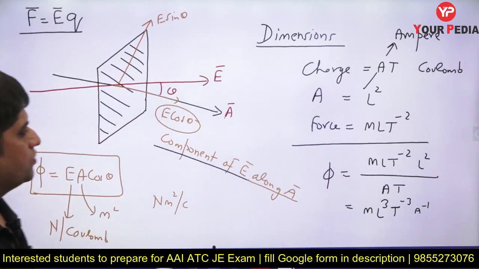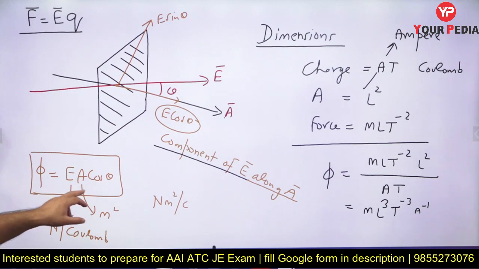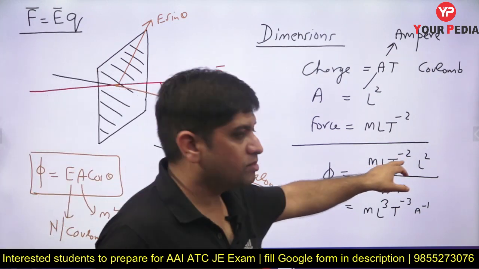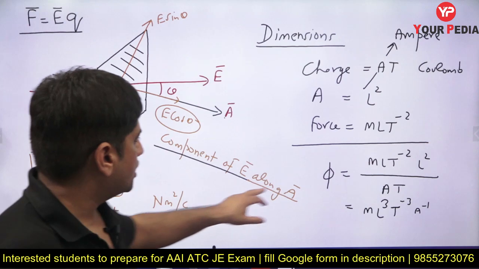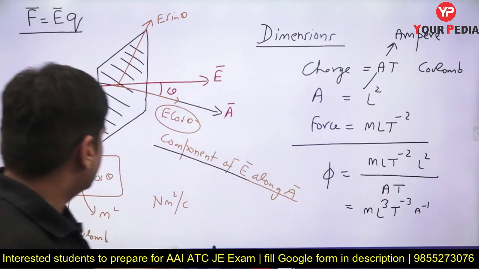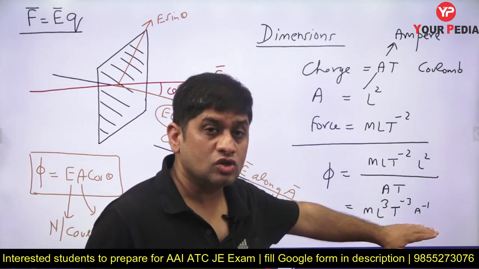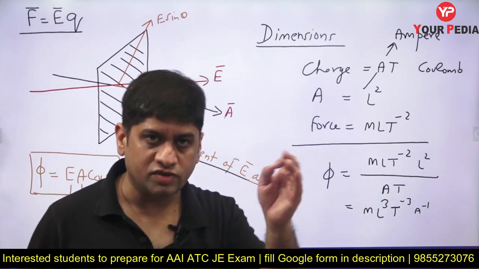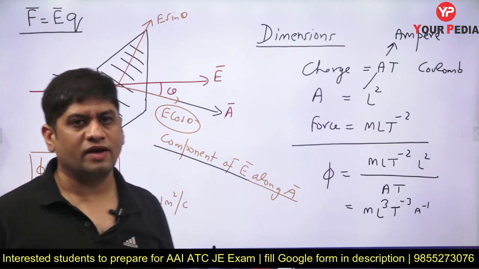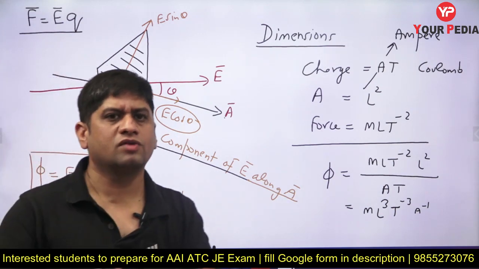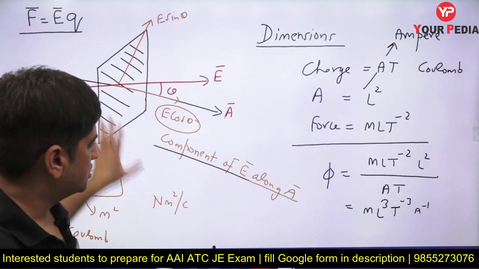So what is the dimension of electric flux? Sir, this is nothing but Newton, ML T minus 2, into meter square, L square, over Coulomb. Coulomb is nothing but A into T. A is the ampere. So eventually if you solve it, this is the dimension of electric flux, which is important, and please remember it, because one of the questions will be from dimension in the exam. I hope this is clear to you.